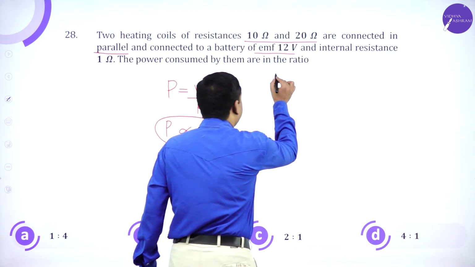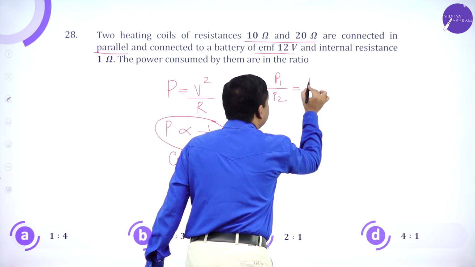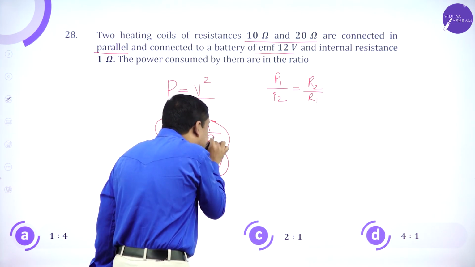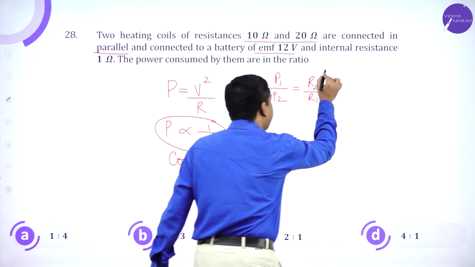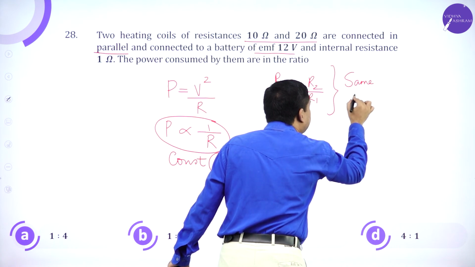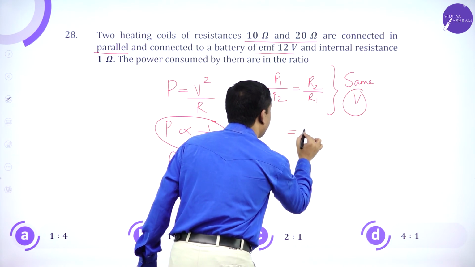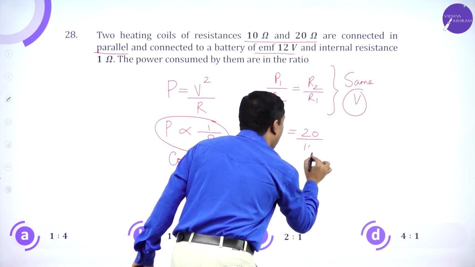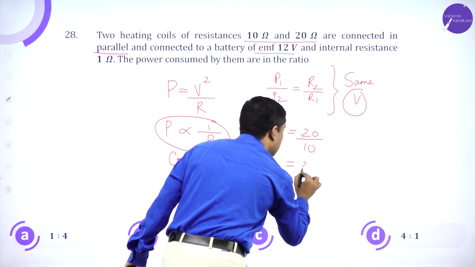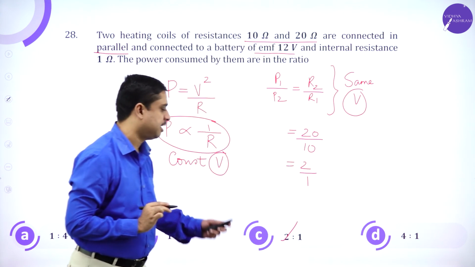So P1 by P2 therefore should be R2 by R1, inversely related to R. And again, students, this is only under the condition of same voltage. So this is 20 by 10 because R2 is 20, R1 is 10. So 2 by 1, or 2 is to 1, is the answer.